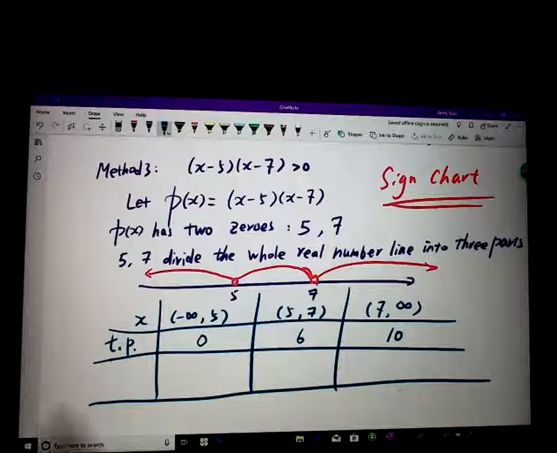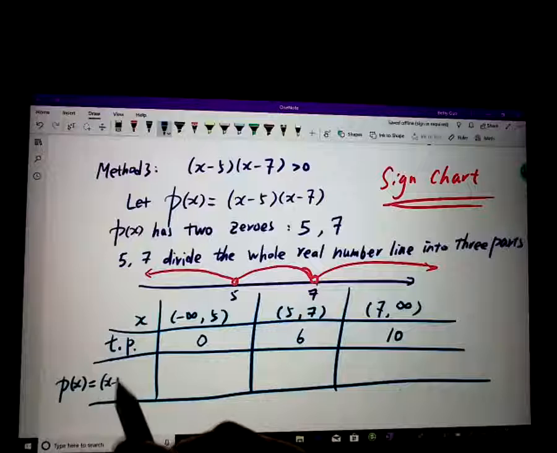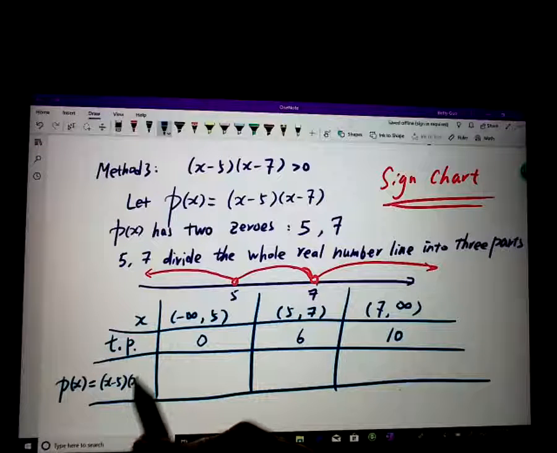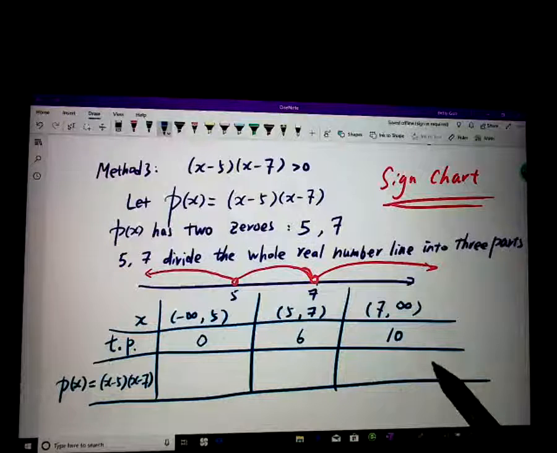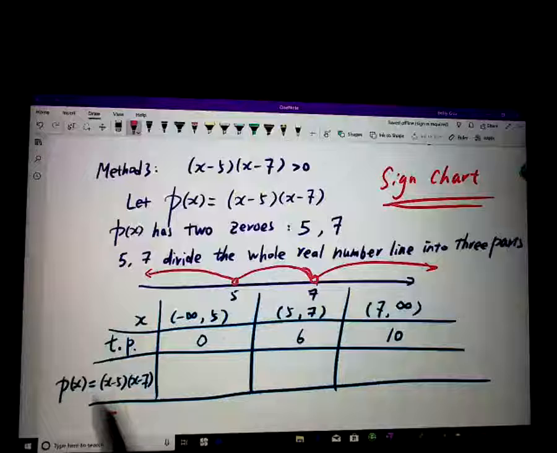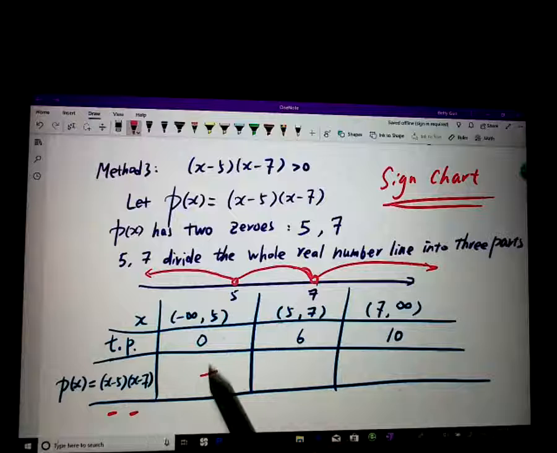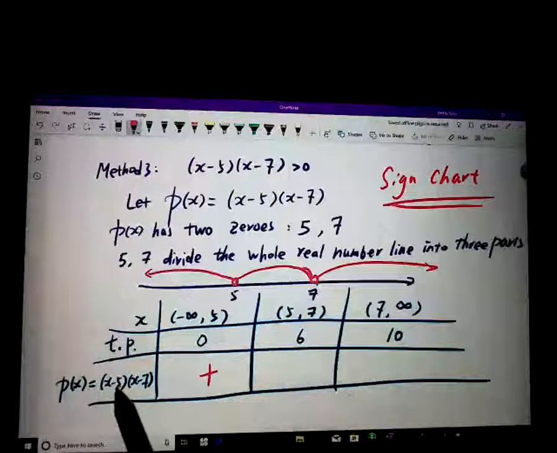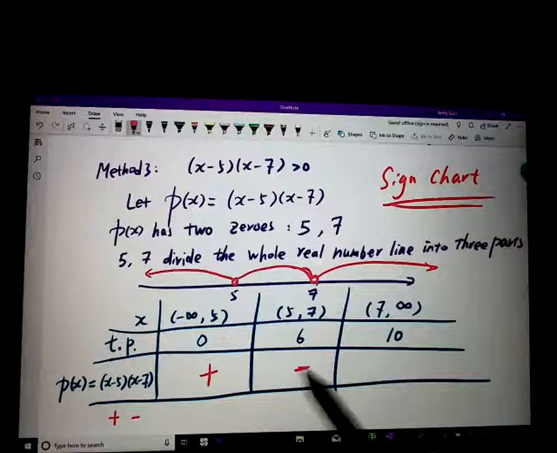In row 3 of the chart, I'm going to use those testing points. P of x is x minus 5 times x minus 7. What I really care about is the sign, positive or negative. I don't really need the value of P of x at those testing points. So this is how we do that. We plug in 0 here. 0 minus 5 is negative, right? So the first factor, the first parenthesis, is negative. If you plug in 0 here, also negative. Negative times negative, you have a positive here. 6 here: 6 minus 5 is positive, 6 minus 7 is negative. Positive times negative, you have a negative.